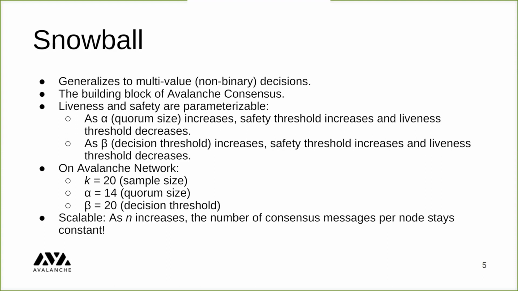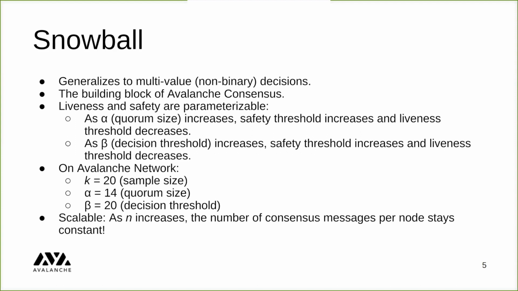And as you increase beta, the number of consecutive successes that you need before accepting something, the safety threshold increases and the liveness threshold decreases. The liveness threshold is the amount of malicious participants that can be tolerated and still make progress towards making a decision. So these numbers are constants, and they're actually pretty small.